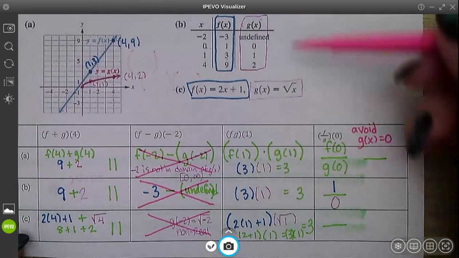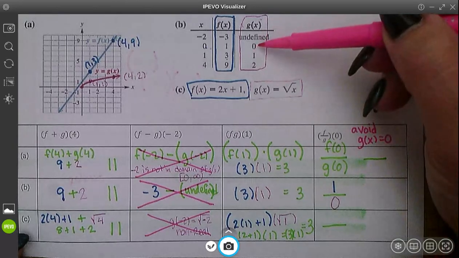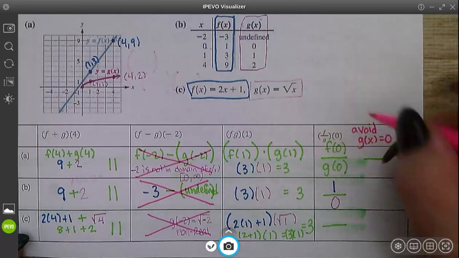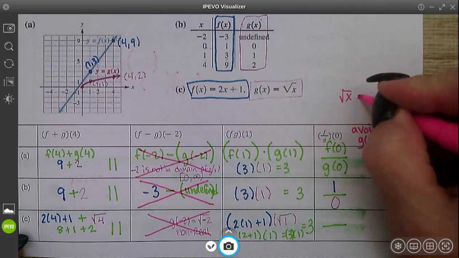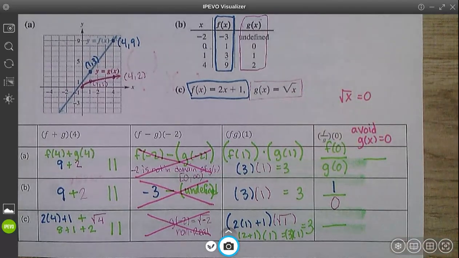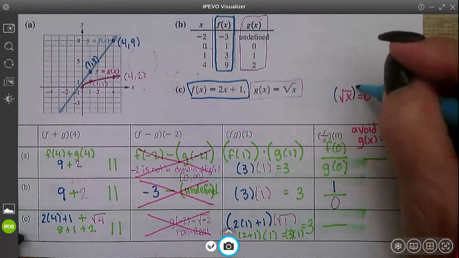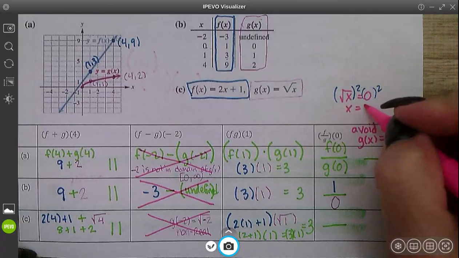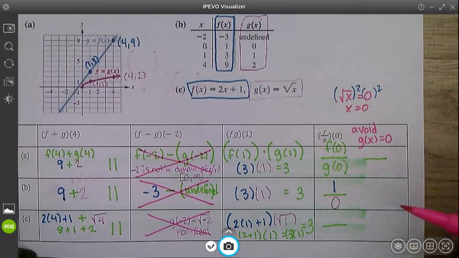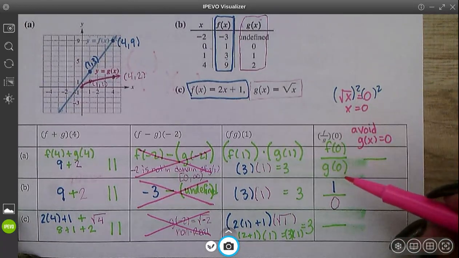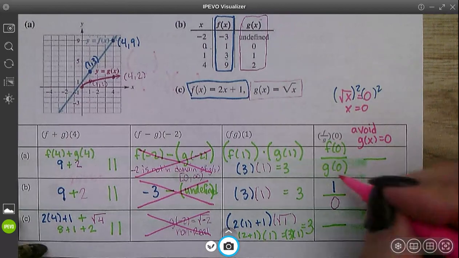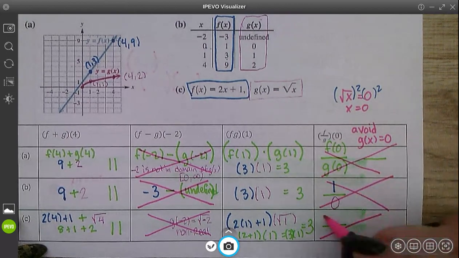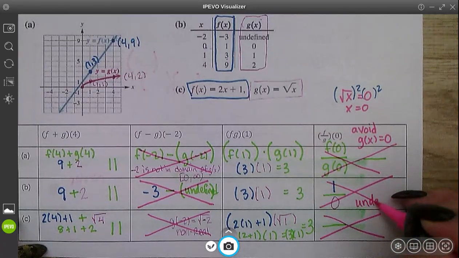So if I look at my table, I can see that g of x is equal to 0 when x is 0. If I look at the equation, when is the square root of x equal to 0? Well, if I do square root of x equal to 0, square both sides, I get x equals 0. So I can't evaluate g of f over g of x when x is 0. So none of these are going to work either, because 1 divided by 0 is undefined.